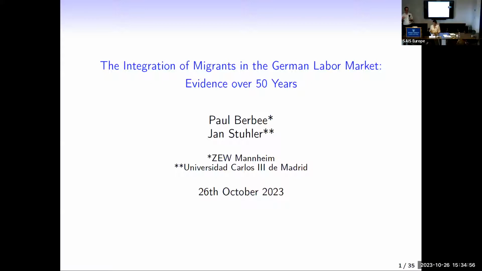So this paper is really very much a paper trying to get an overview. It's in the title, over the last 50 years, trying to see how well did migrants integrate into the labor market in Germany, how has this changed over time, and so on. So very much an overview article.